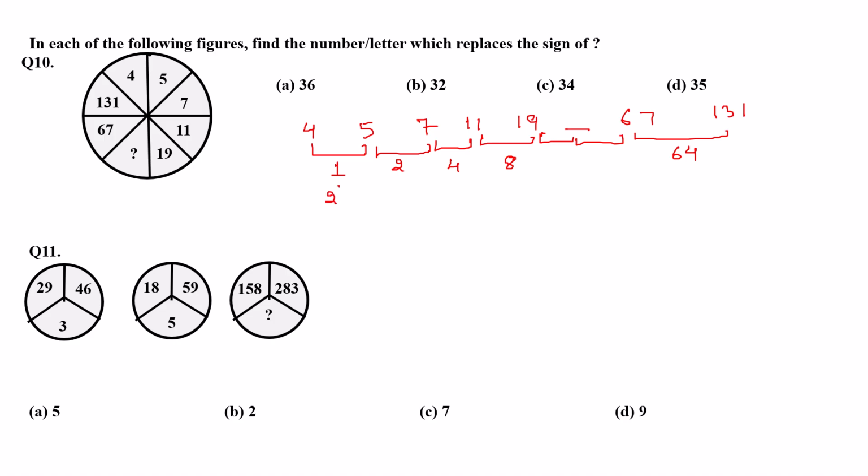2 to the power 0 will give me 1. 2 to the power 1 is 2. 2 square, 2 cube. It means next should be 2 to the power 4 and then 2 to the power 5, isn't it? So 2 to the power 4 is 16.